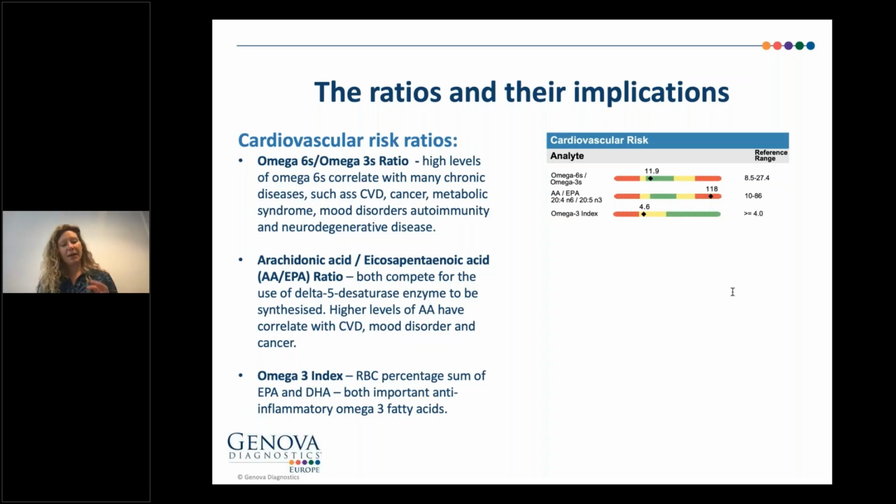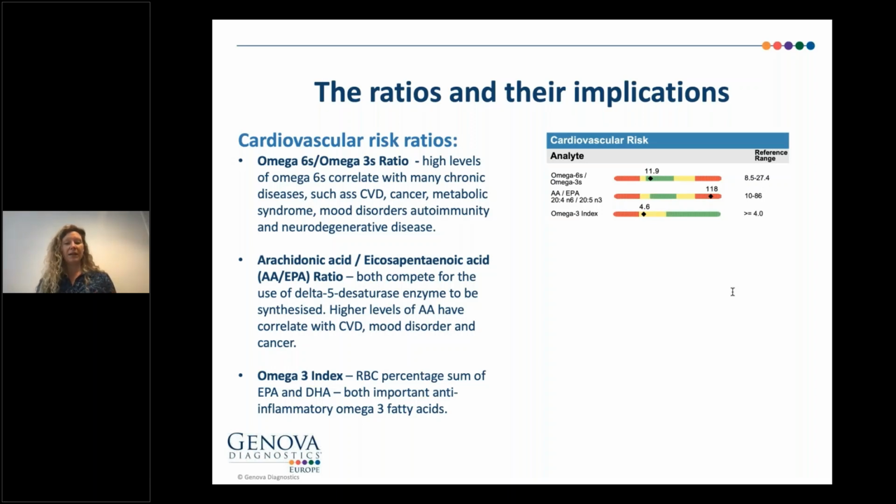We then have the omega-3 index, which is defined as the red blood cell percentage sum of EPA and DHA, both of which are important anti-inflammatory omega-3 fatty acids. Now, this particular index was first proposed in 2004 as a cardiovascular risk factor. And since then, it has been repeatedly verified as an important cardiovascular biomarker and studied in the context of other diseases like obesity, insulin resistance, and mood disorders.